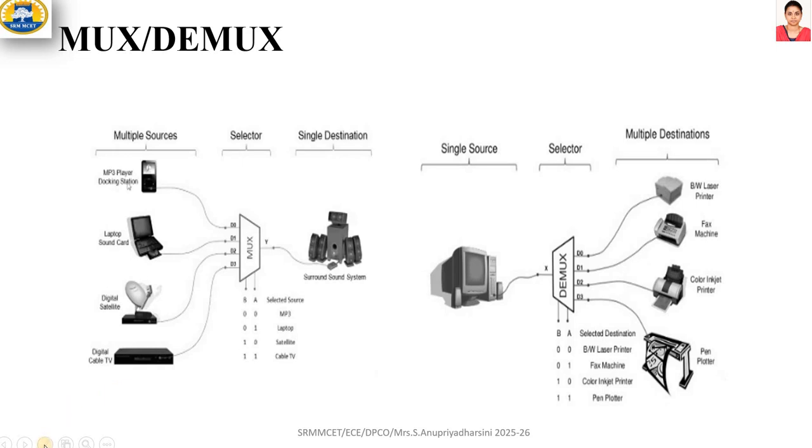So we can take another example. Imagine you have four CCTV cameras placed at different locations. You want to monitor all four CCTV cameras on a single screen. So here you can use a 4-to-1 multiplexer so that you can switch between the camera inputs using the select lines. So what is 4-to-1, 8-to-1? We will see that in the next slides, the types of multiplexers.